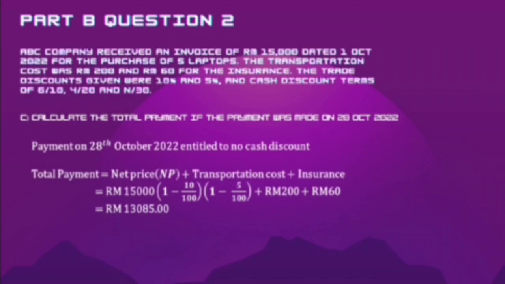So the question is, ABC company received an invoice of RM15,000 dated 1 October 2022 for the purchase of 5 laptops. The transportation cost was RM200 and RM60 for the insurance. The trade discounts given were 10% and 5%, and the cash discount terms were 6/10, 4/20 and N/30. So first, A, find the single discount equivalent rate to the trade discounts given.